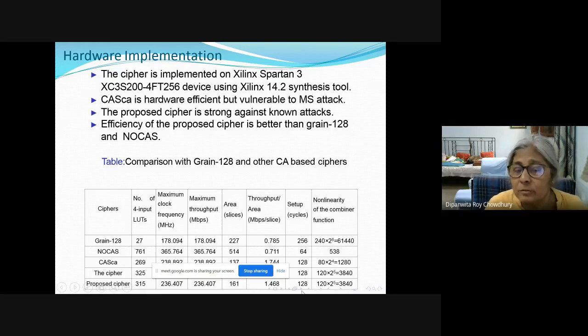Setup cycles are also half. For Grain it is 256. Setup cycles means the initialization, and ours is half, 128. And for the non-linearity of the combiner function, here it is 61440 for Grain, and with this it is 3840, but don't think it is less, because our cycles are involved here.